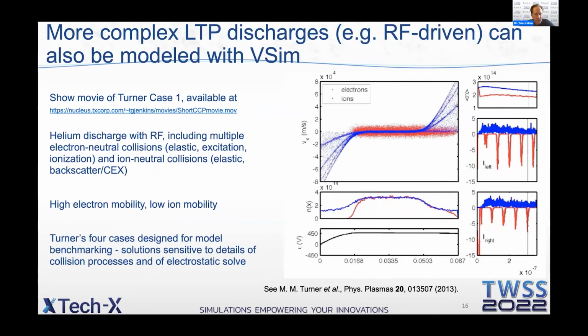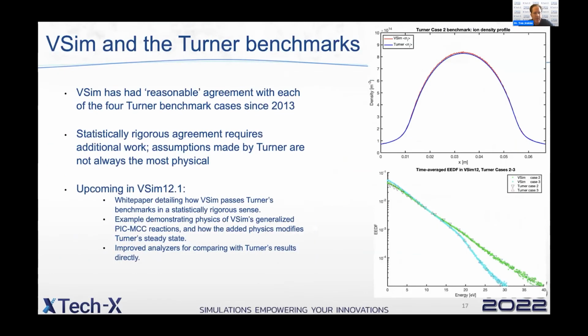We've employed it for nearly a decade now. We've had quite good agreement with each of the benchmarks. And by quite good, I've illustrated that over here on the right. This blue curve is Turner's prediction for the density, and the red is what we're getting, which looks pretty nice to me. Down below, I've plotted the time averaged electron energy distribution function for a couple of the cases. Now, Turner's data is in the triangles, and VSim data is in the colored dots, green and cyan. And the agreement's quite good.